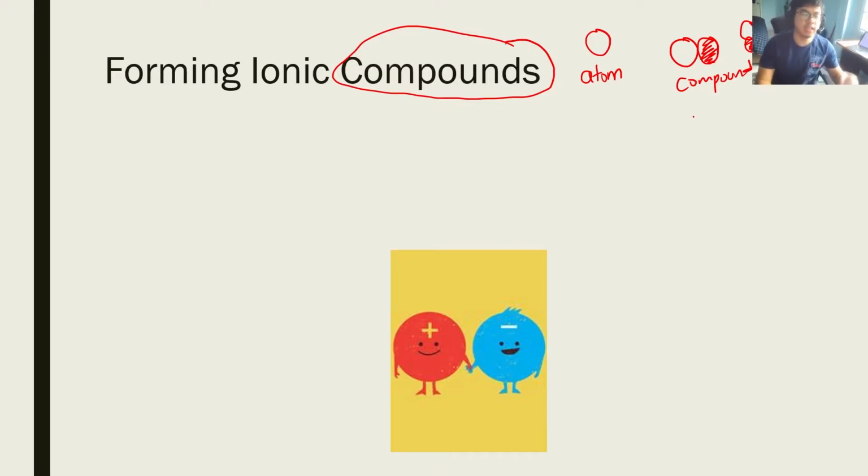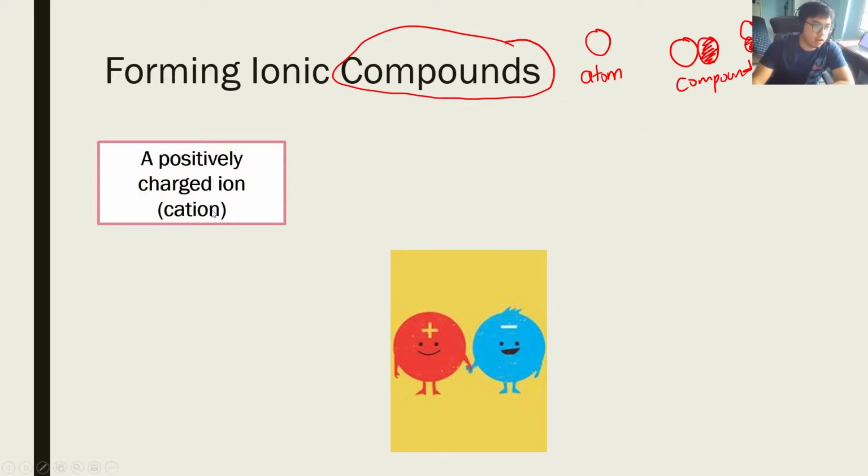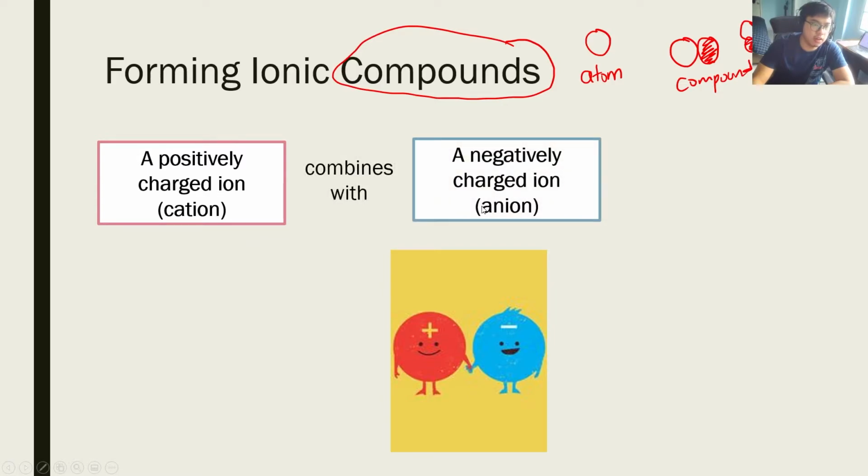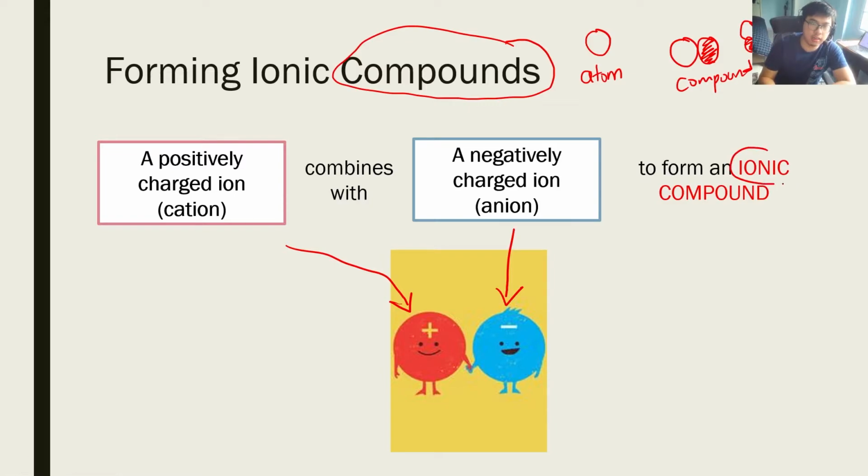There are two ways to make compounds. One is called ionic bonding, which is what we are looking at today, and two is called covalent bonding, which we will look at later. A positively charged ion, a cation, can combine with a negatively charged ion, an anion. You can see this picture here. This is the cation, this is the anion. They can join together to form what we call a compound, and this compound is called an ionic compound.